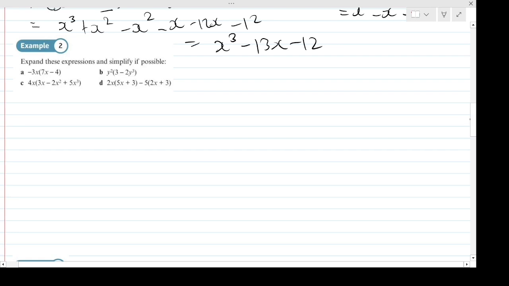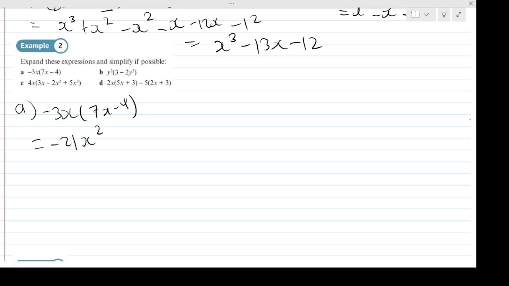Now we are told to expand these expressions as simply as possible. So we can use index laws here, where we've got indices inside the brackets, right? To help us. So firstly, we have minus 3x times 7x minus 4. Well, actually, again, just times the number outside by all the terms inside the bracket, right? So minus 3x times 7x would be minus 21x squared.